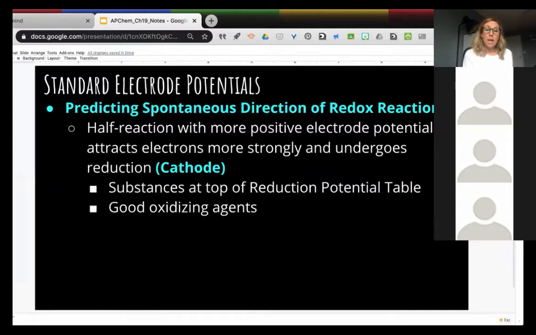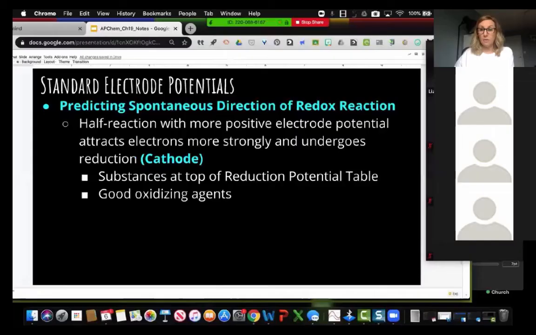So the half reaction with the more positive electrode potential attracts electrons more strongly and undergoes reduction. So the half reaction that has a more positive electrode potential is going to be your cathode. So that's going to be what's at the top.